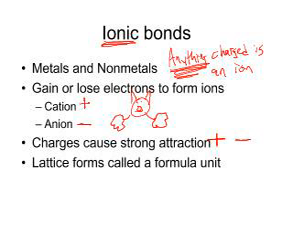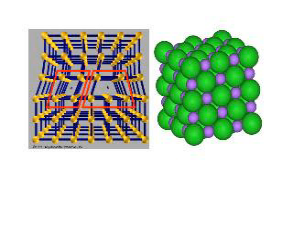So positives attract negatives. Opposites attract. Bust out with your Paula Abdul songs if you know the words. A lattice forms that's called a formula unit. So basically, if this thing's positive, it's going to attract a negative. And not just one negative, but negatives all around it. And then that negative would then attract other positives. And depending on the size and shape of the things, you get different looks for these different guys.